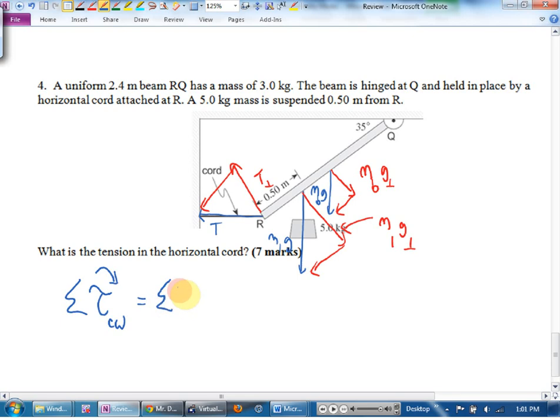Clockwise, what would cause it to spin around the hinge right there this way? Ah, tension perpendicular, right? Times its distance from the pivot, which is 2.4, equals.